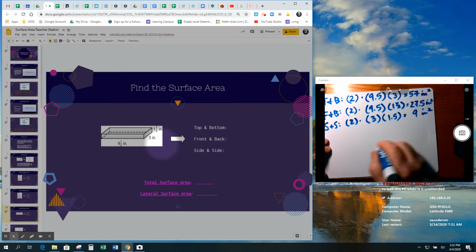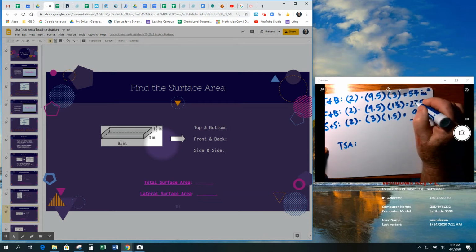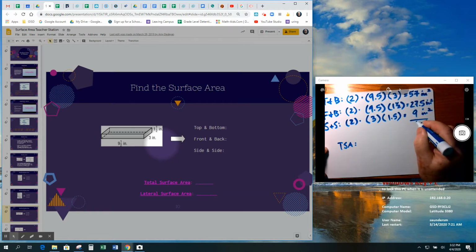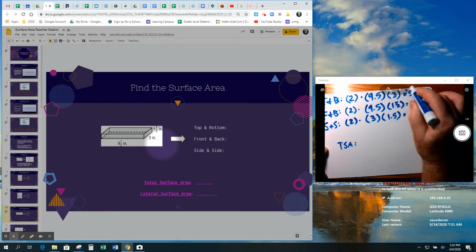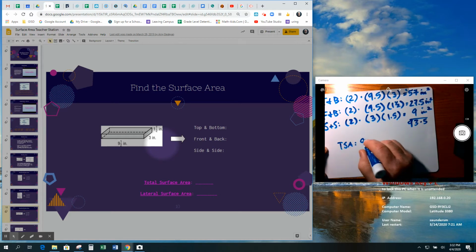Now, total surface area, I add them all together. So 57 plus 27.5 plus 9. So I have 0.5. Remember, the decimal point comes straight down. 7 and 7 is 14, plus 9 is 23. Carry the 2. And I have 5 and 2 is 7, plus 2 is 9. So 93.5 square inches. Remember, we're doing area, so our units are squared.